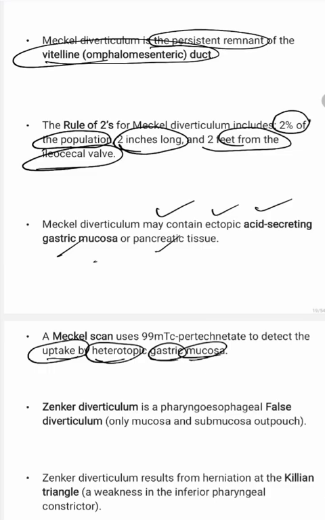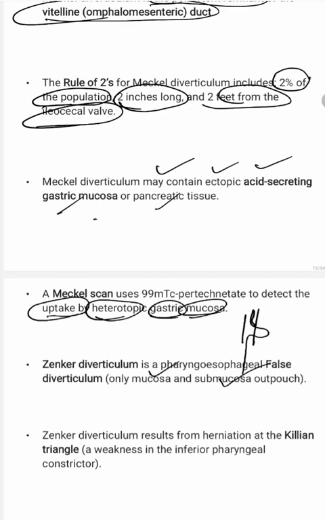Zenker diverticulum. So the Zenker diverticulum is a false diverticulum. There is only mucosa and submucosa outpouching. This is the esophagus, so the mucosa and submucosa outpouch here. Okay, this is a pharyngoesophageal false diverticulum. And Zenker diverticulum results from herniation at the Killian triangle. There is the Killian triangle in the pharynx, a weakness in the inferior pharyngeal constrictor.